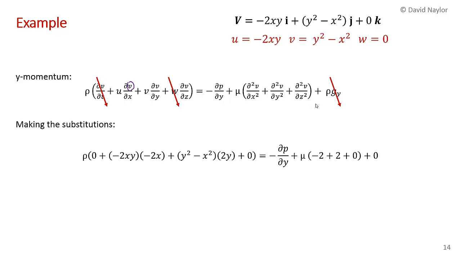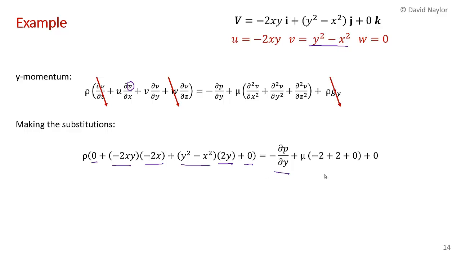We do the same thing. We make the substitution. So we have rho times 0, then u, which is minus 2xy, and then now dv/dx. So we have to differentiate this with respect to x, and that's going to give you minus 2x. So I agree there. And then v, and then dv/dy. So that's going to give you 2y here, right? I agree with that. And then w is 0, so that term is 0. We have dp/dy.